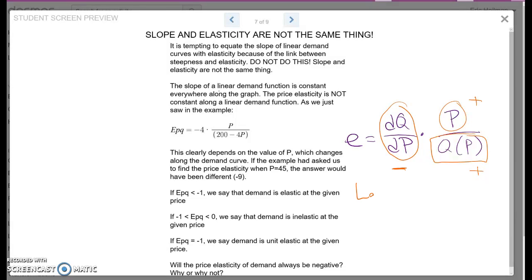The law of demand says that price and quantity demanded always move in opposite directions. So when price goes up, you're going to consume less. When price goes down, you're going to consume more. So since price and quantity always move in opposite directions, that means that dq dp is going to be negative. So the price elasticity of demand is always negative because of the law of demand.